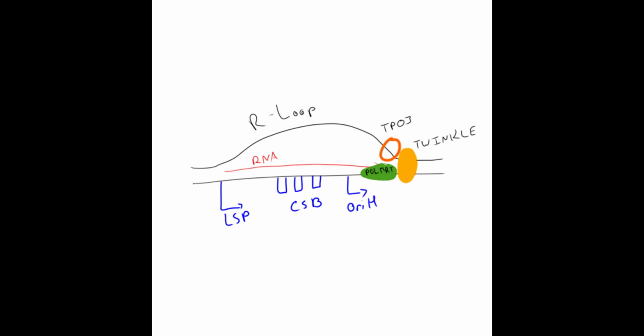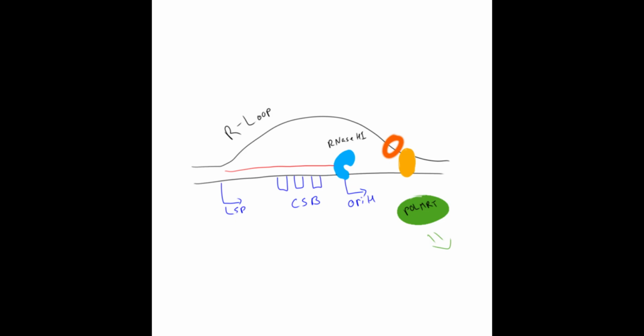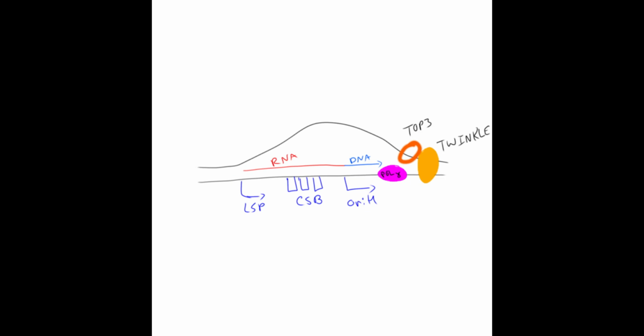These R loops anchor to what is known as a conserved sequence box, otherwise known as CSB, which is present between the LSP region and the ORI-H origin. Once anchored, the R loops are then processed by a nuclease known as RNase H1 to generate a 3' RNA end that polymerase gamma can then use to anchor and start to synthesize the new DNA of the H strand.